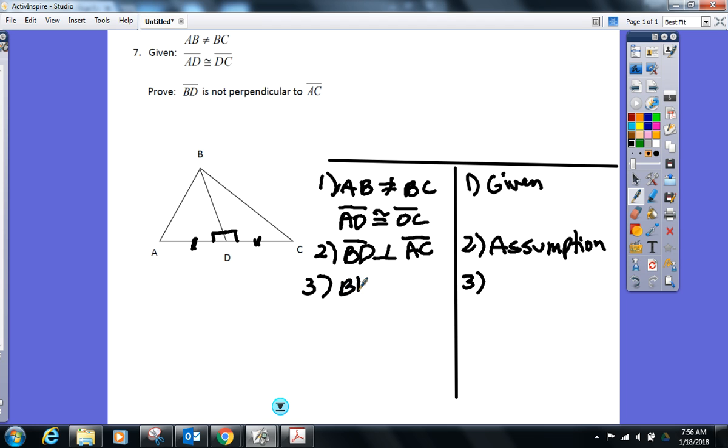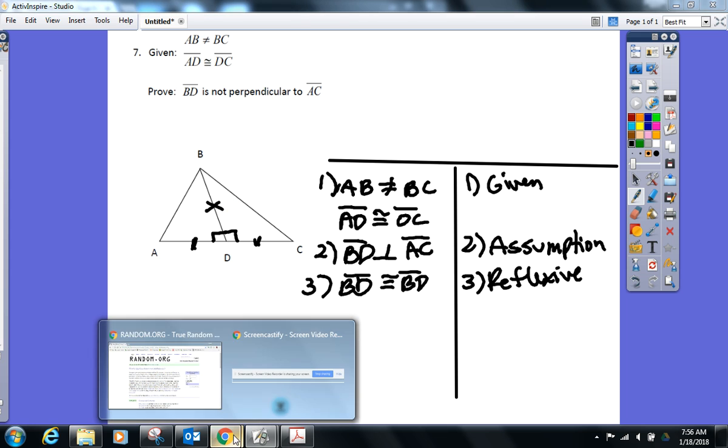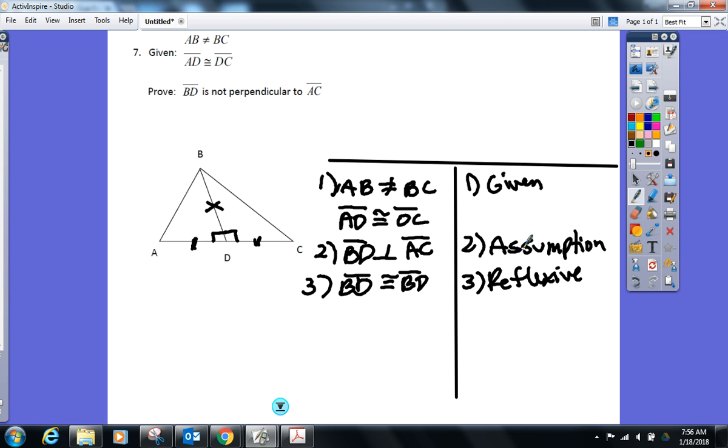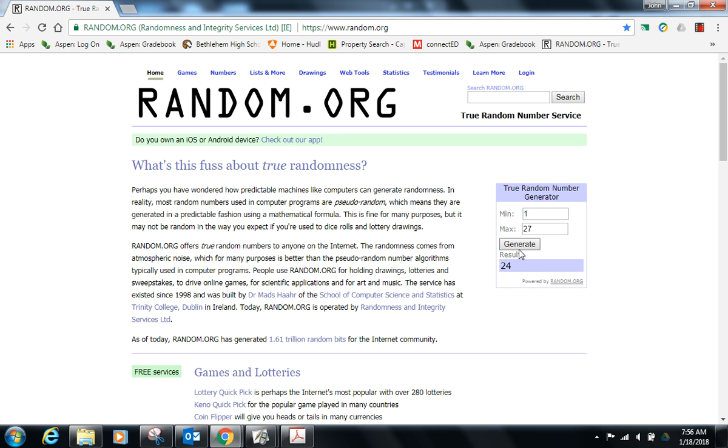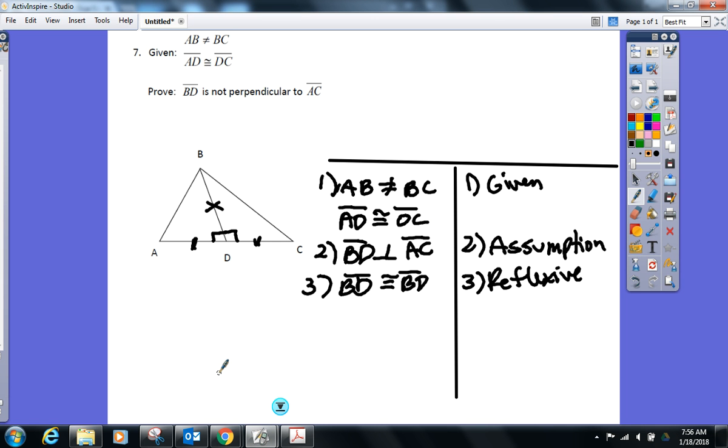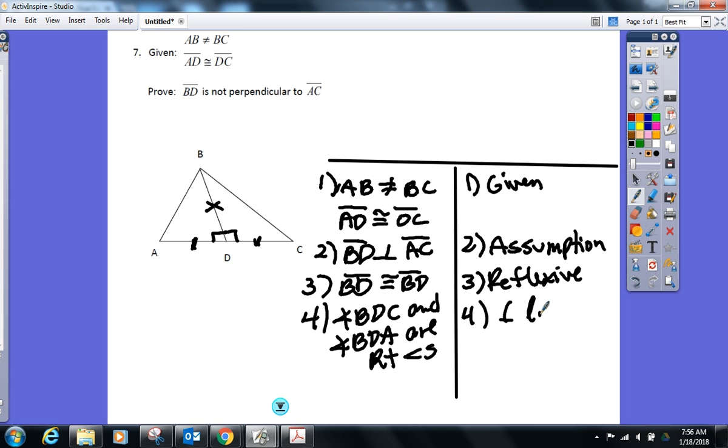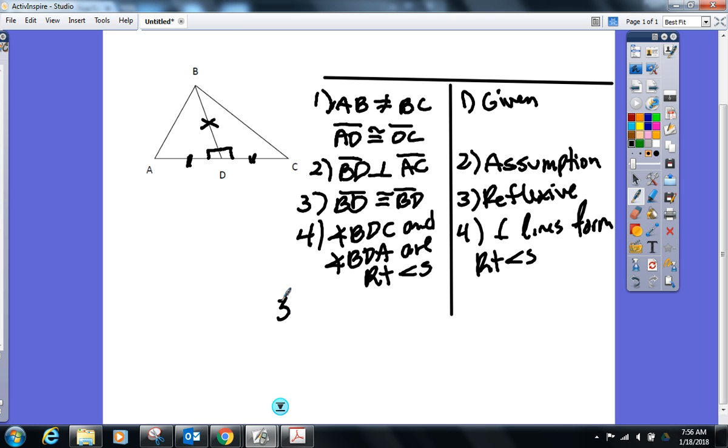Okay, I got a reflexive side BD. I've marked the diagram, but I haven't put it in my proof yet. What else should I put up here? Angle BDC and angle BDA are right angles. Why? And then I'm not going to ask anybody this. Hopefully we know we got to say they're congruent.